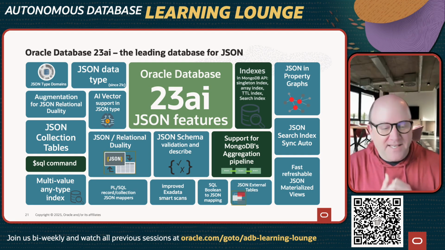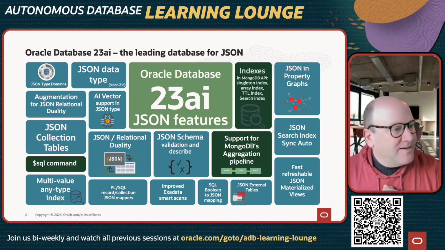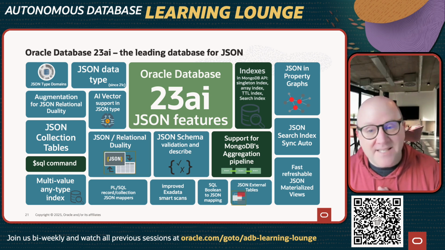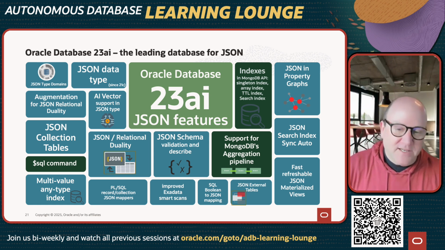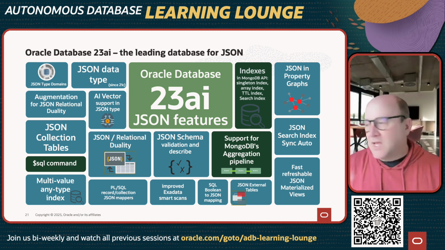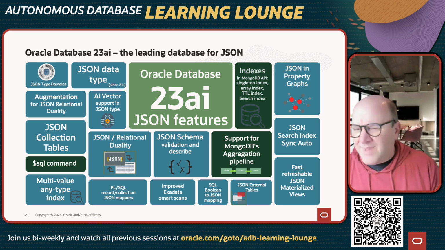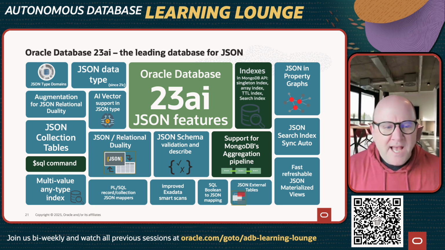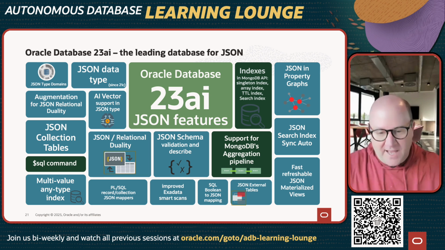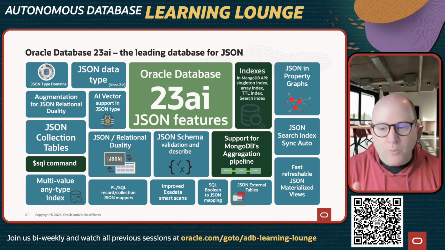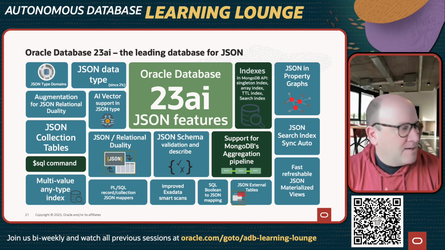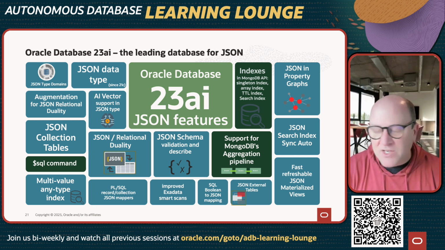All right, so next, let's get into JSON. We have a ton of new capabilities in 23 AI around JSON: JSON collection tables, JSON data types, support for JSON schemas, and incredible performance. We're going to have, probably in 3 weeks, a drill down on this whole JSON topic with Julian, who's brilliant, and it's going to be a great session. So I really hope that everybody joins us. That's going to be in March. So there's a ton to dive into here.